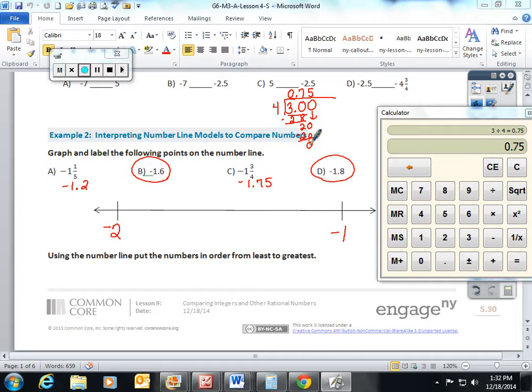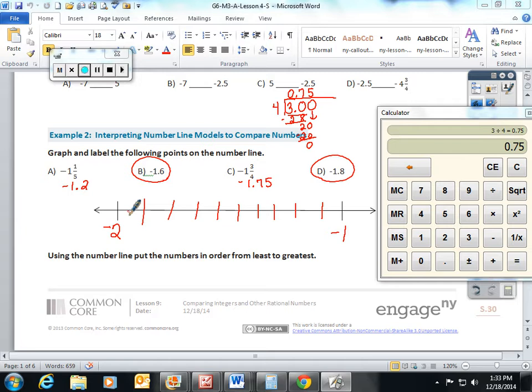Just another alternative: if you don't have a calculator, you are able to divide a fraction to change it to a decimal. So I know I have 0.2, 0.6, 0.8. These are all in the tenths place. This one is in the hundredths place, but I'm going to go with the majority. I'm going to break -1 and -2, the space in between those, into tenths. 9 lines should give me 10 spaces on my number line.